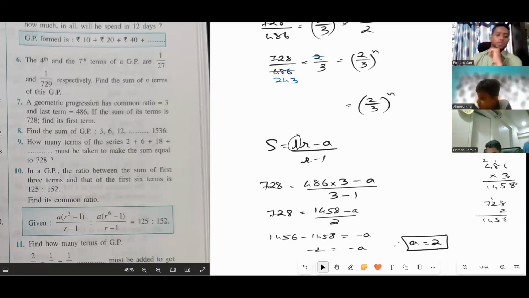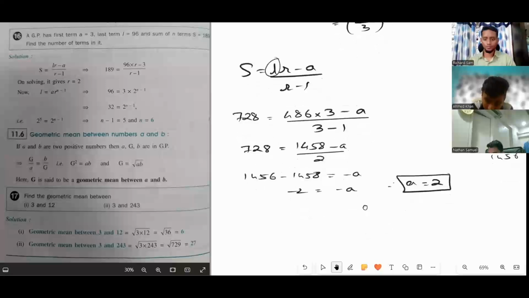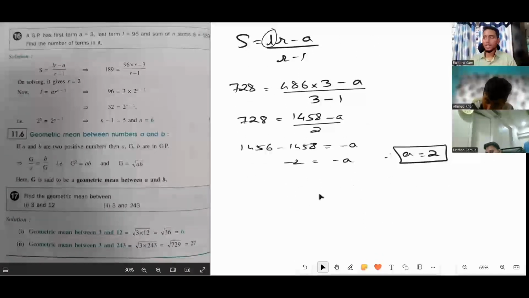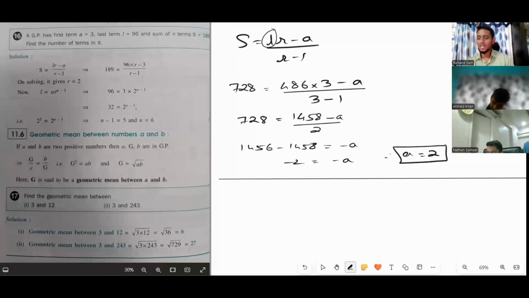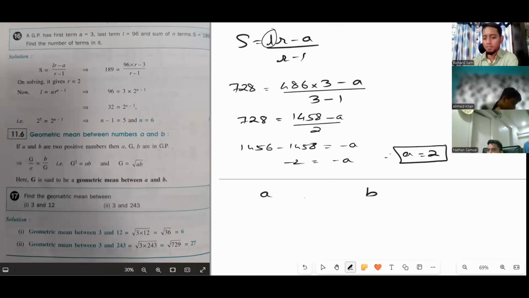Okay, done everyone? Last formula. There is an extra formula here: how to find the geometric mean between two numbers. Suppose you have a number A and B and you have to find the geometric mean in between.